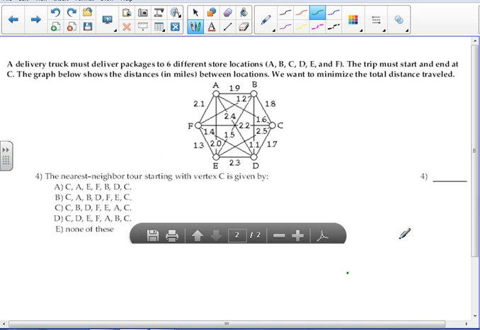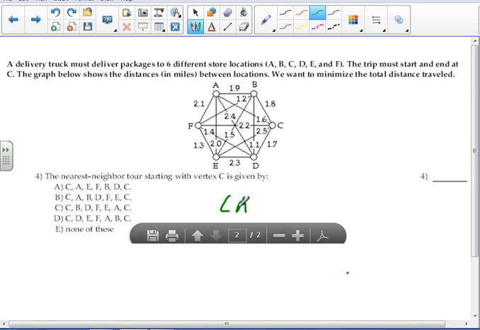Okay, here we go. Isn't this lovely? Nearest neighbor starting at C. The graph below shows the distances between locations. We want to minimize the total distance traveled. All right, so we start at C. Here's C. We could go to B, we could go to A, we could go to F. The nearest neighbor is A.